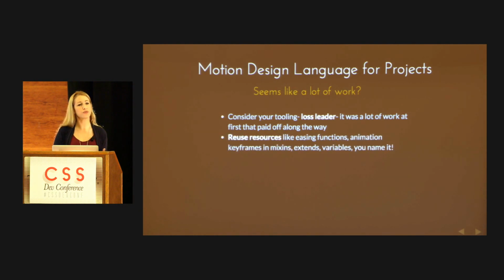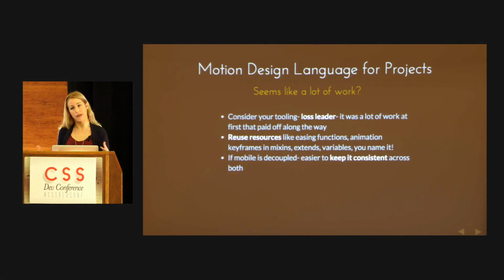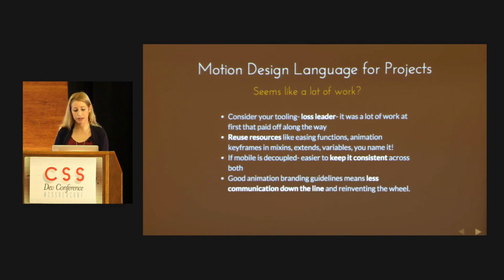You can also reuse resources like easing functions, mixins, extends, and variables across a whole website, which is really important if you're working on a team. And if mobile is decoupled, you get to keep them the same across different platforms. I don't know Java, but I can go talk to an iOS developer and say, hey, this is what I'm making for the web experience, can you make something like that on mobile? It's very easy for us to speak the same language and have a shared experience.